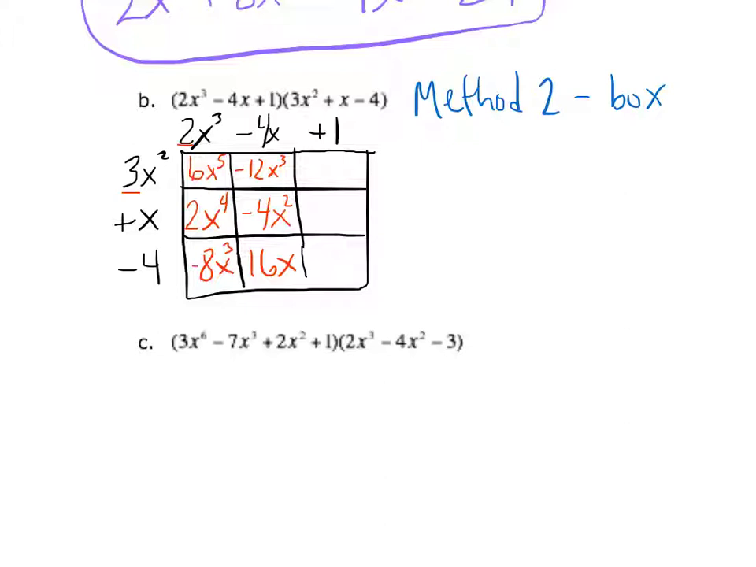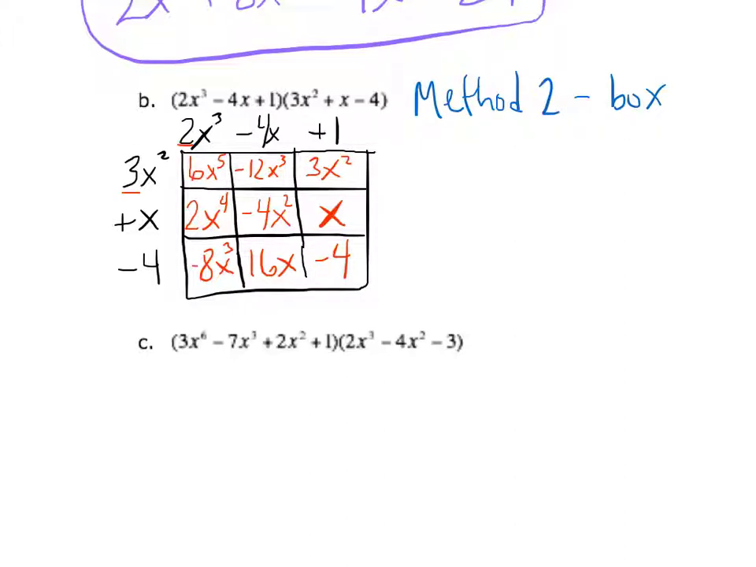And now I'm going to do this row. 3x squared times 1 is just 3x squared. X times 1 is just x. Negative 4 times 1 is negative 4.